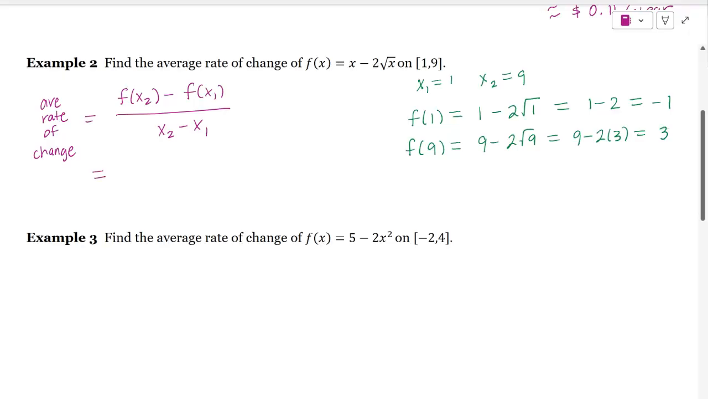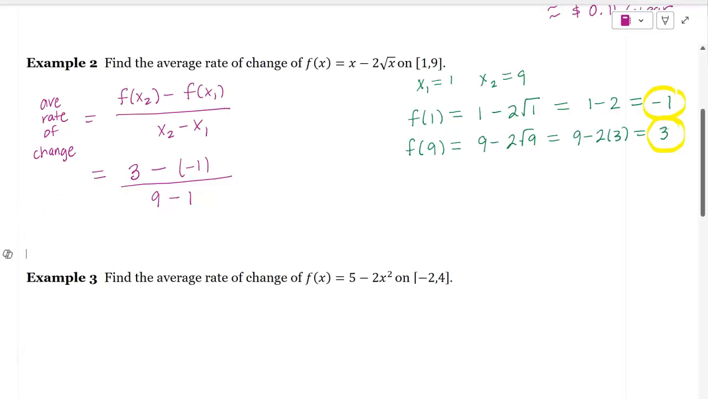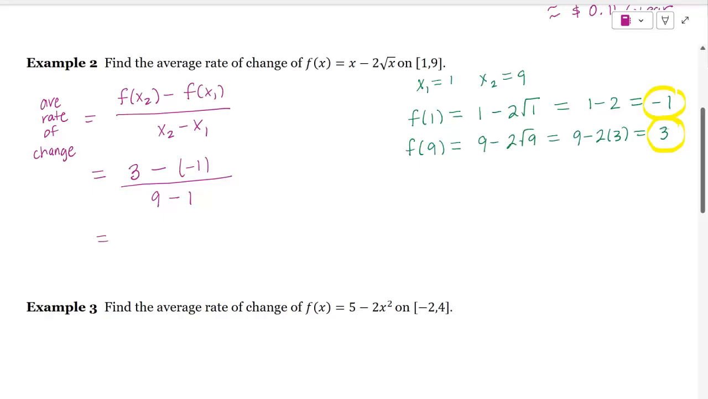So f of 9, our second output value, is 3. And then our first output value was negative 1. 3 minus negative 1 divided by, and then our input values were 9 minus 1. So it looks like our average rate of change here is going to be 3 plus 1, which is 4, over 8, or simplify that to 1 half.